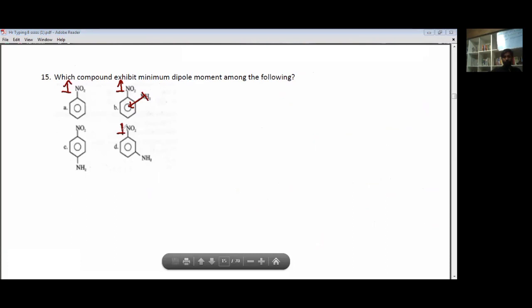Similarly, this is like this. But in the case of para, we already discussed the theory. In the case of para, this is to the top and this is a plus R group, this to the top. So this has a greater net dipole moment. Okay, so the one with the minimum dipole moment will be ortho because the vectors are nearly cancelled. So B will be the choice. Okay, fine.